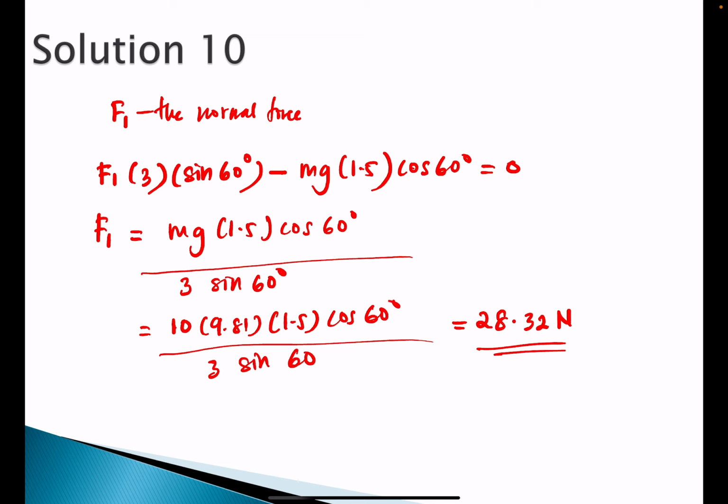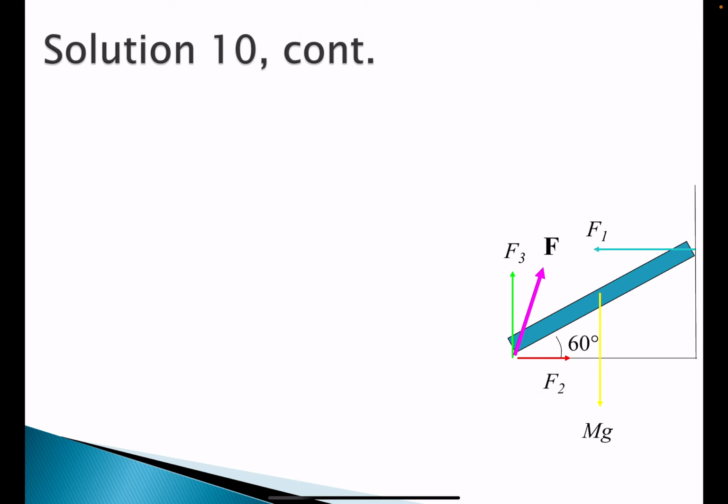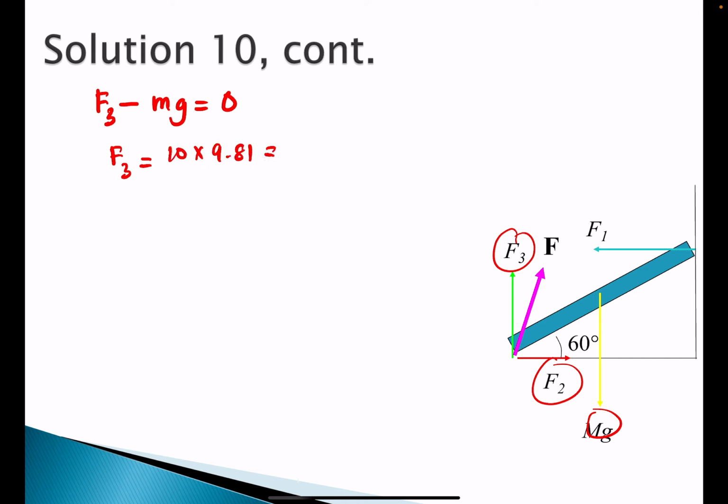For part B, you need to find F2 and F3. F1 you already determined just now. So we use the vertical force: F3 minus mg equals 0. So you get F3 equals 10 times 9.81, which is 98.1 Newton. This one is the vertical part.